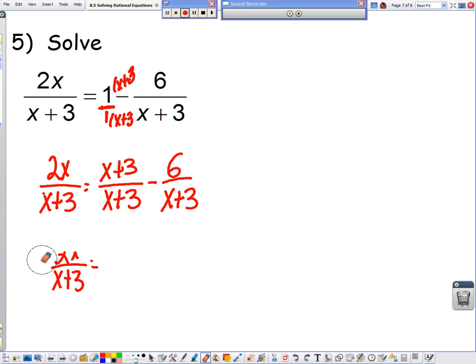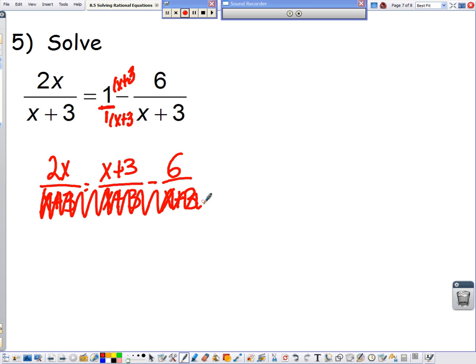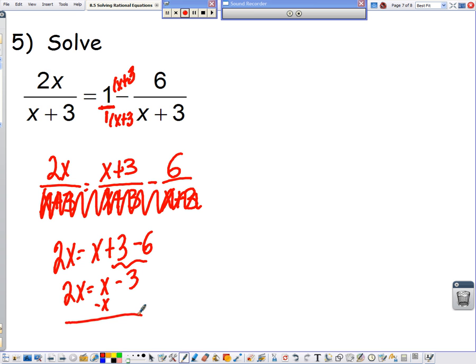Okay, so I can go ahead and combine 2x over x plus 3. Actually, a shortcut to this: since all my denominators are the same, I can just simply mark them all off. We're done, okay? So I get 2x equals x plus 3 minus 6. Combine my like terms. So I get 2x equals x minus 3, minus x, and x equals negative 3 is my answer. Okay?